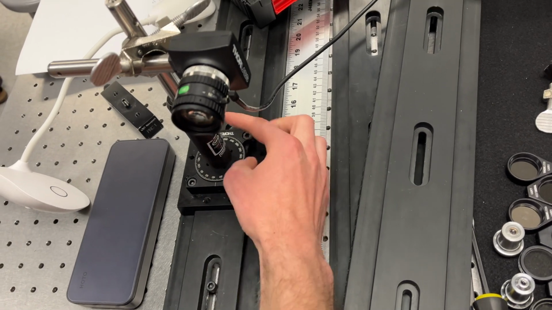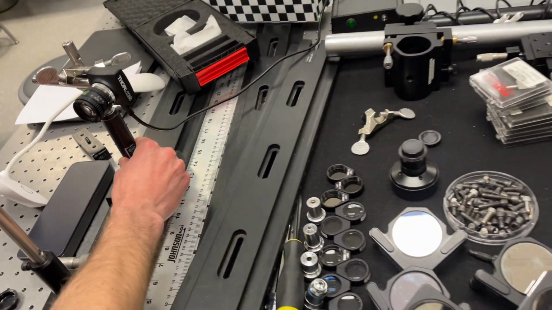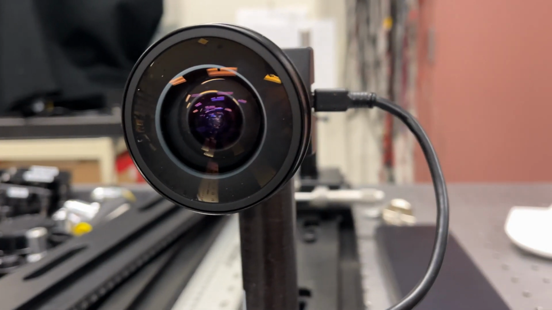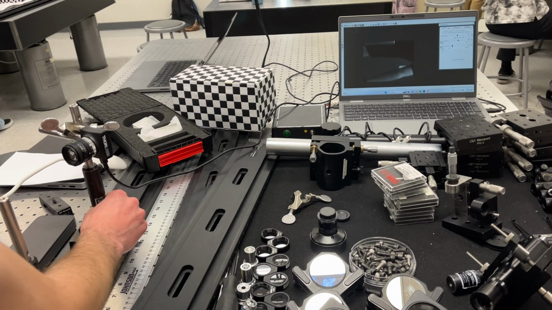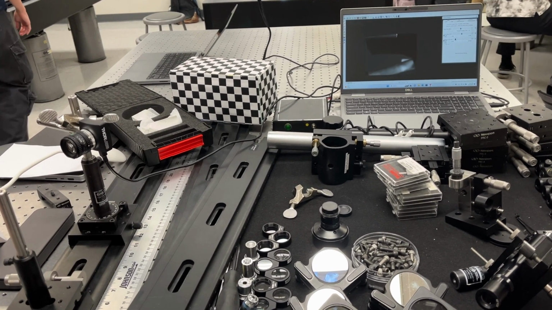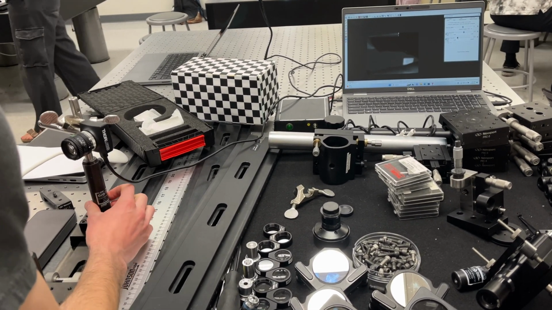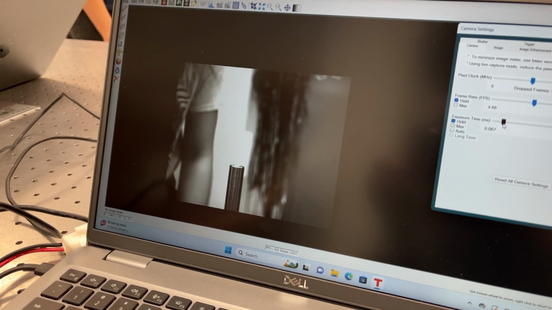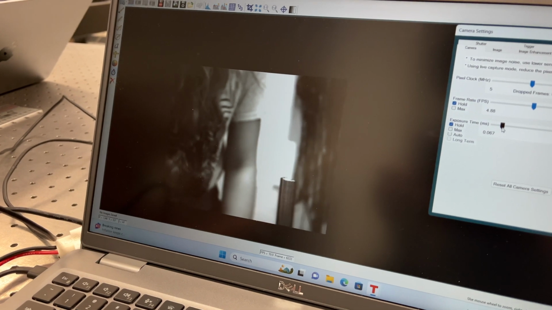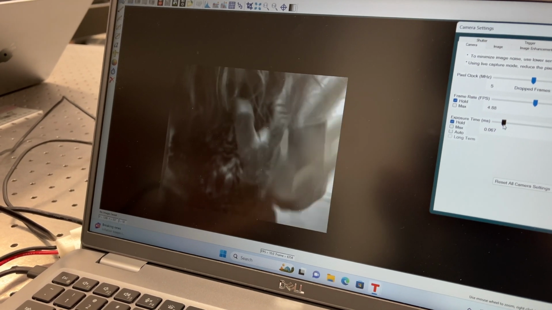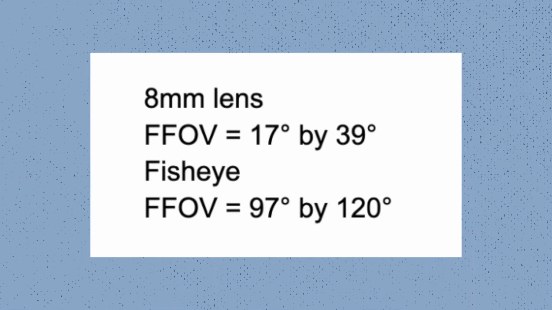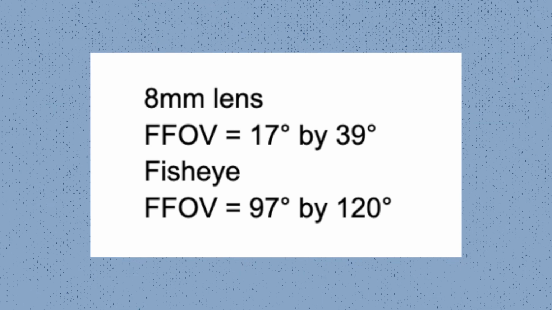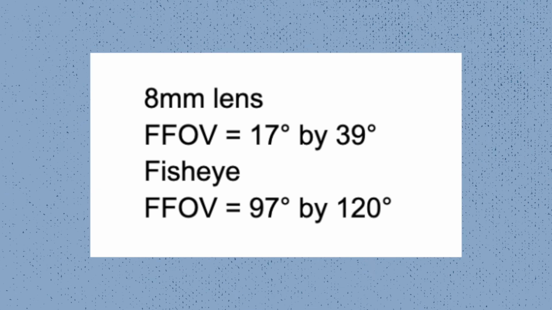We also wanted to measure the field of view of our camera with both lenses, and we did this by placing a rod on the optical rail to act as a marker. Then we rotated the camera with the lens on a rotation stage, and we marked where the rod appeared and disappeared from our image. We were then able to calculate the field of view for both lenses. The result is that we measured a field of view of 17 by 39 degrees depending on the height of the sensor for the 8mm lens, and a field of view of 97 by 120 degrees for the fisheye.